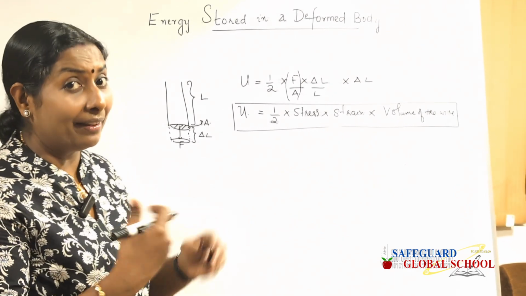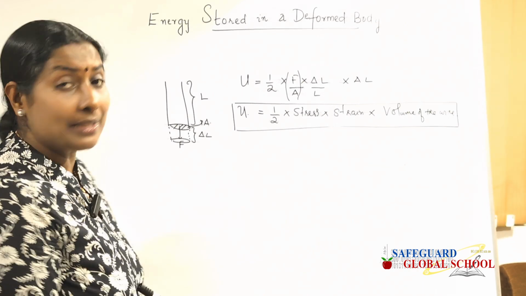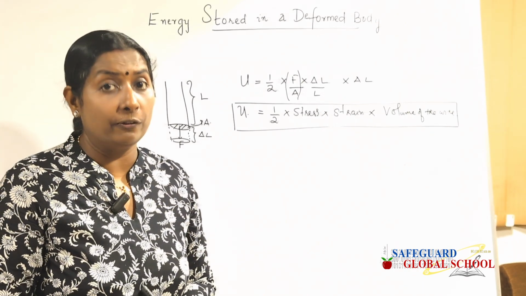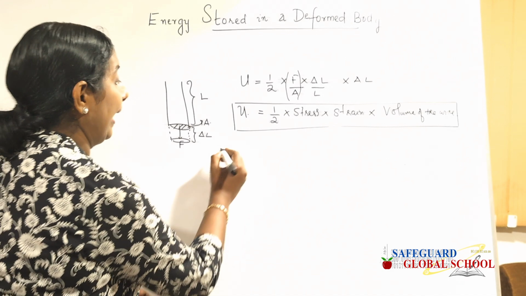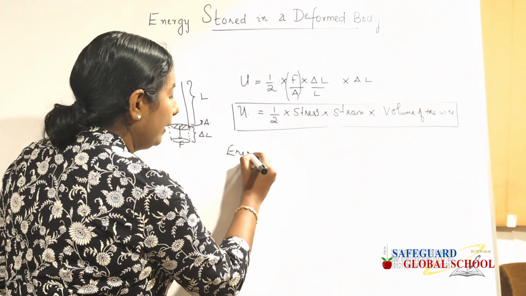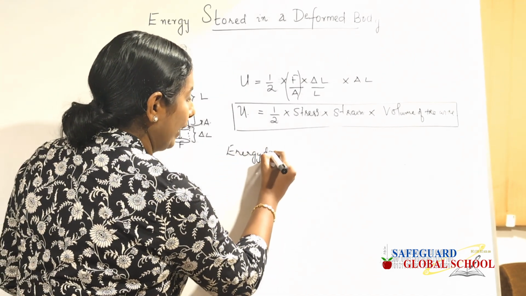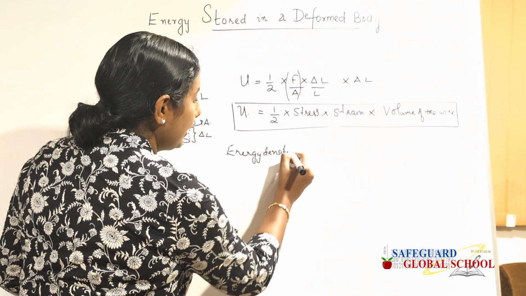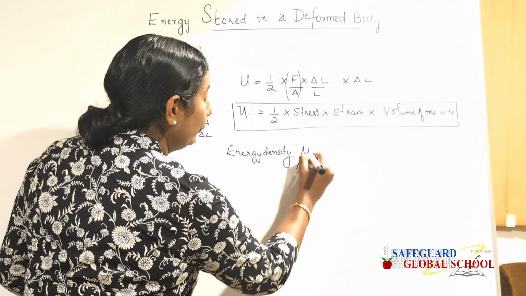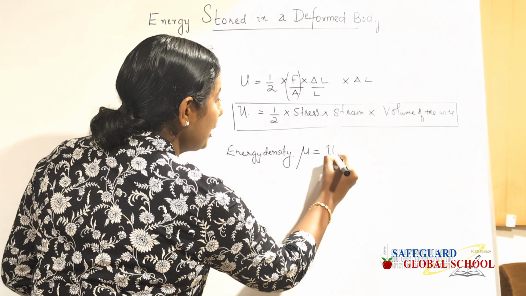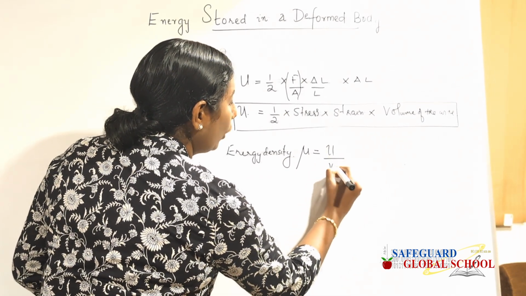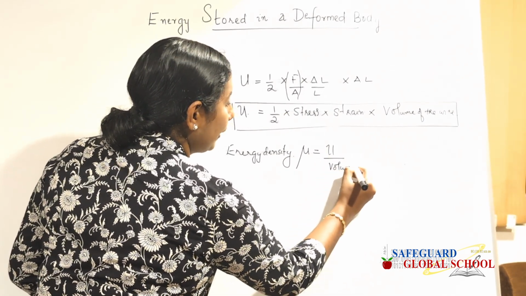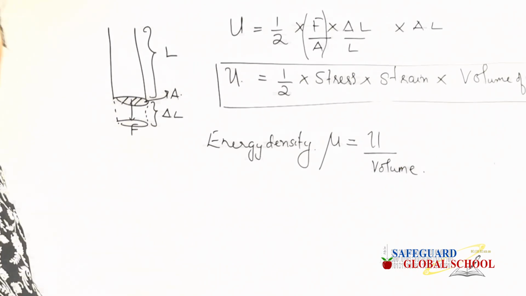Now let us go to another concept. Now we have to study about the energy density of the wire. So what do you mean by energy density? The energy density concept is very simple children. The energy density, we call it as mu. It is simply the potential energy divided by the volume of the wire. Potential energy per unit volume is what is meant by energy density.